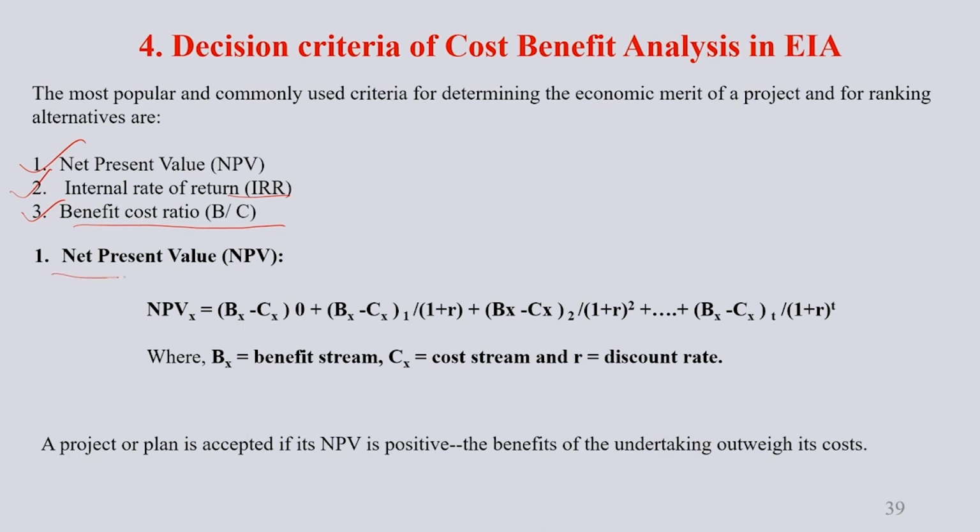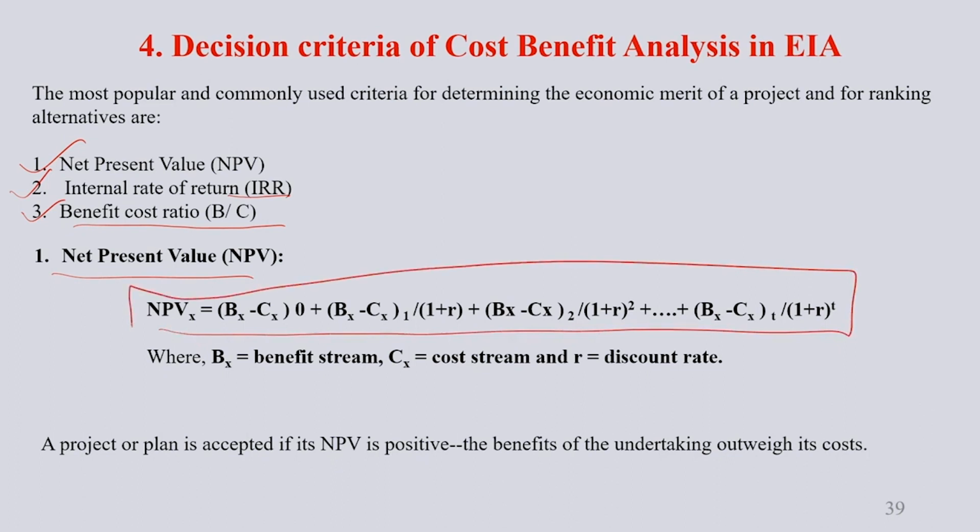Now, NPV, how do you actually calculate NPV? This is the formula that we use for NPV calculation, where Bx is the benefit stream, Cx is the cost stream, and R is the discount rate. Okay. So, this helps you to get the net present value.